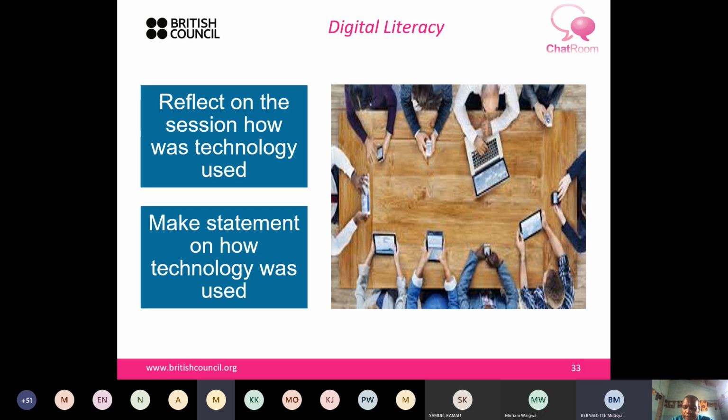The technology used was effective. Yes, Benedict. Okay, so we can see people have typed there. Technology was used interchangeably: Google Classroom, chat links. Distance learning, on a scale of 1 to 10, I'll give 4.5. Thank you, Alice. Effectively used for communication. It was high tech, very efficient.